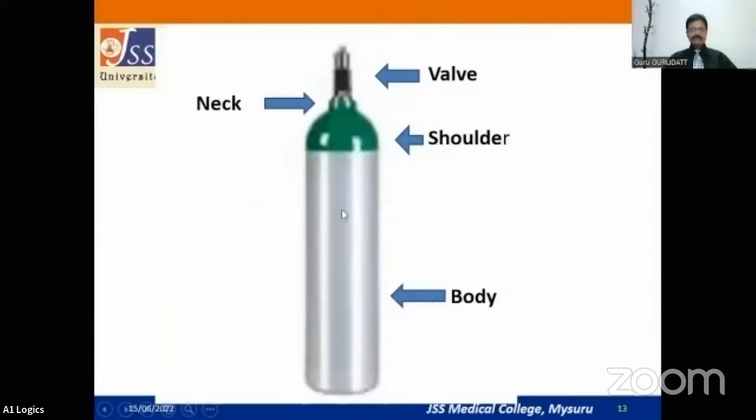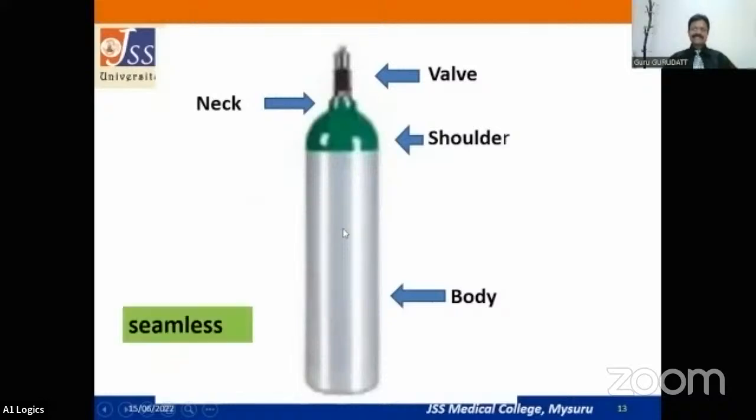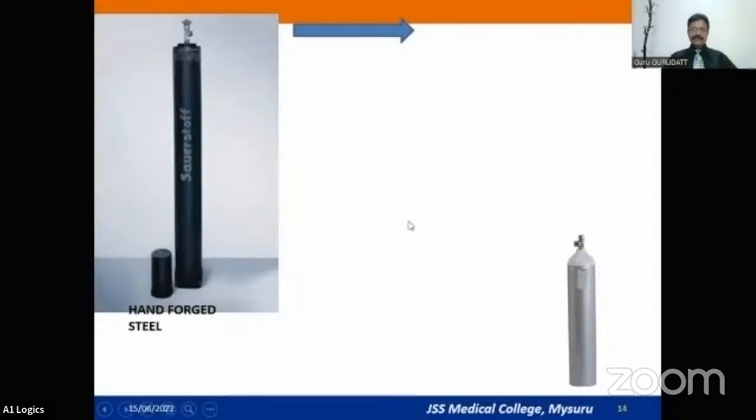One of the most important safety features in the manufacture of the cylinder is that it is manufactured seamless. Seamless means there are no joints, because a joint is a weak area, and because high pressure gases are present, it may give way at that joint. That's why there are absolutely no joints, and that's why it is called seamless. Another question that is asked is, what material are these cylinders made of? Initially, when cylinders were introduced, they were made of hand-forged steel. The problem with hand-forged steel was that its tensile strength was very low.